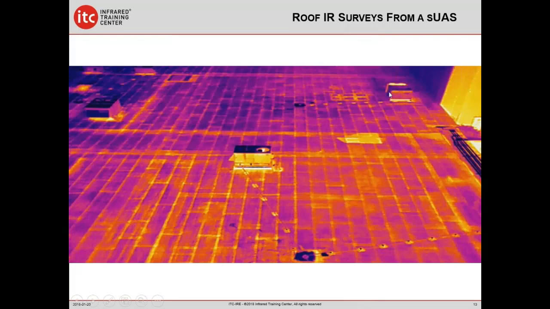Roof surveys from an SUAS or unmanned aerial vehicle. We'll talk more about this as we go through the webinar, but you'll see that there are some areas here as well where this is a much faster way to look at large roofs, 400,000, 500,000 square foot roofs. It's much easier to plot this out and map this out from the air than it might be from walking it.